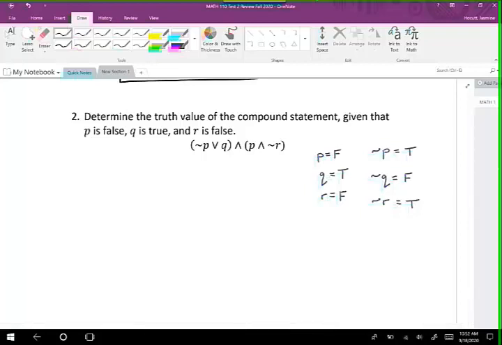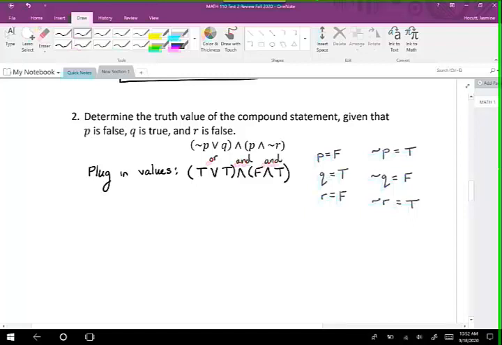And now that I have all of these values, I can just go ahead and plug them into the sentence. So I'll plug in the values. So not P is true, Q is true, and then P is false, and not R is true. So this is the statement that I'm putting together. And let's just remind ourselves what all of these symbols mean. So I have or, and another and. Okay.